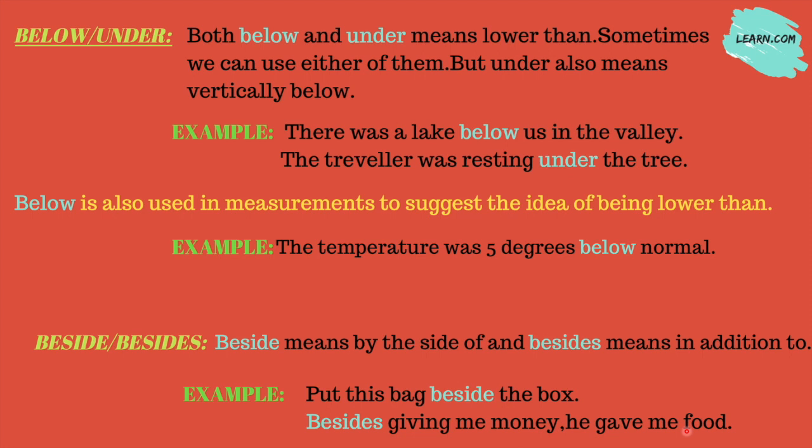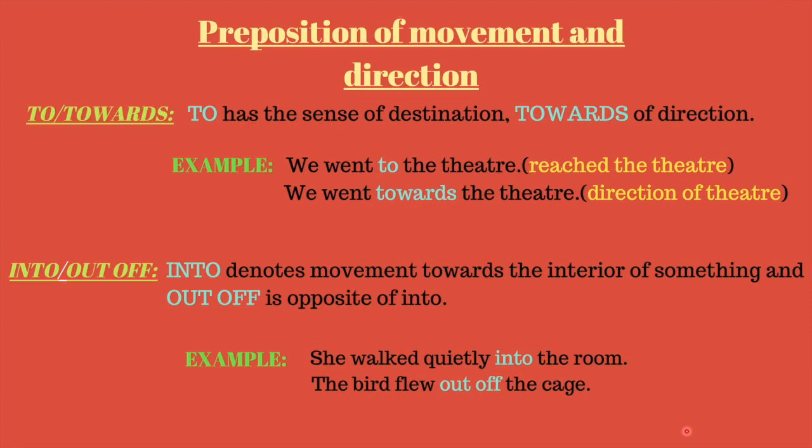Hope you are getting the clear concept. Now we'll move to prepositions of movement and direction. The first one is to and towards. Now, to has the sense of destination, towards of direction.